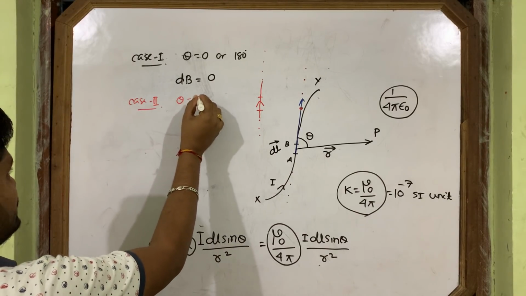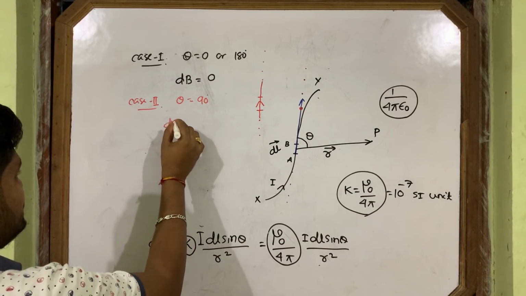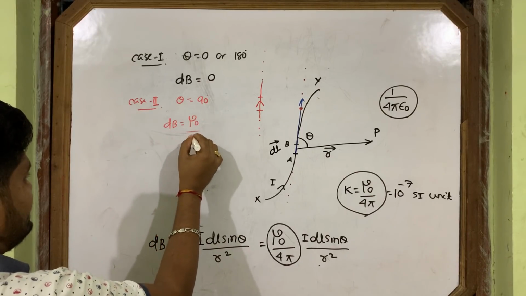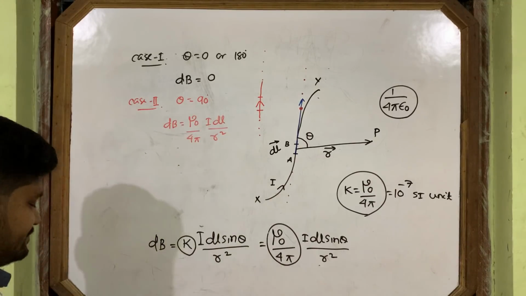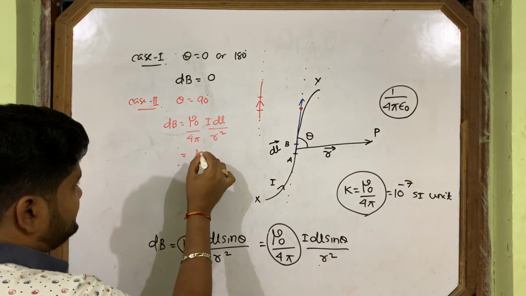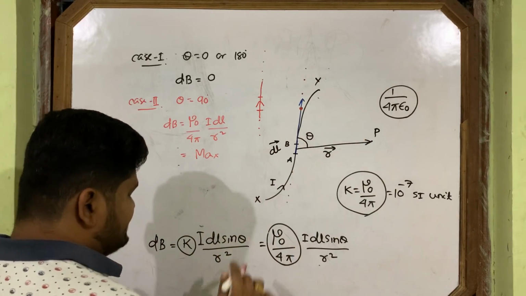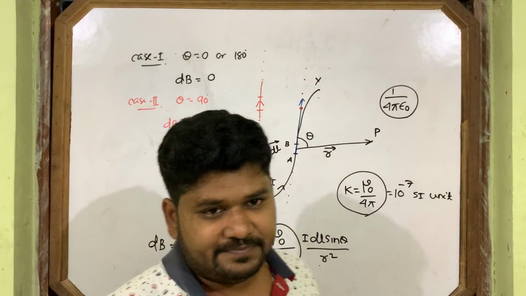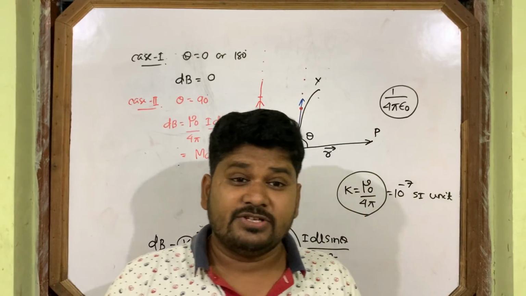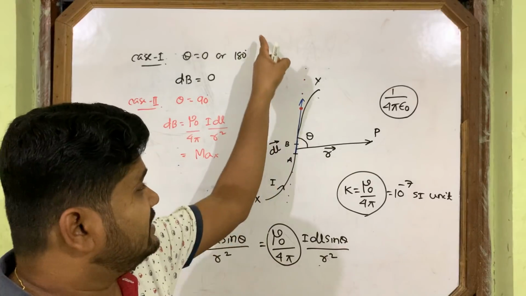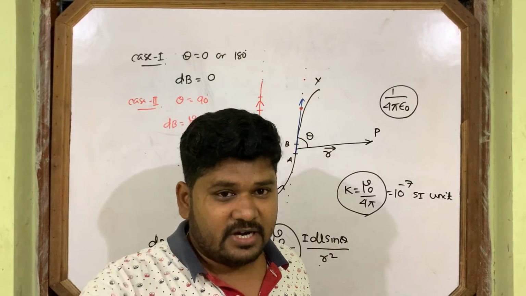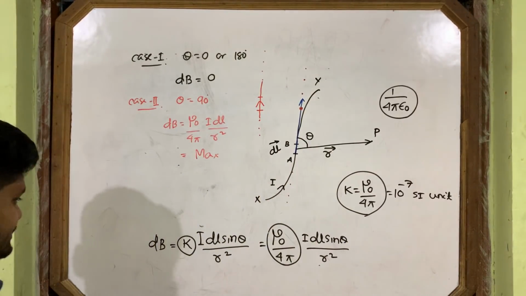Case 2: theta is equal to 90 degrees. So dB is mu naught by 4 pi, I dl by r square, and this is maximum. If theta is 90 degrees, this magnetic field will be maximum. This is about the special cases of Biot Savart law. I only told you this to give you the idea that on the line of the conductor, the magnetic field is 0.